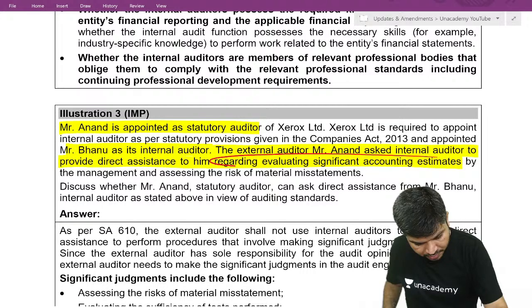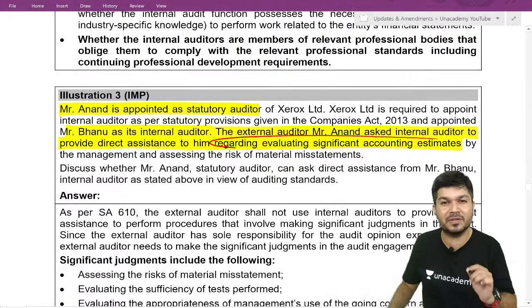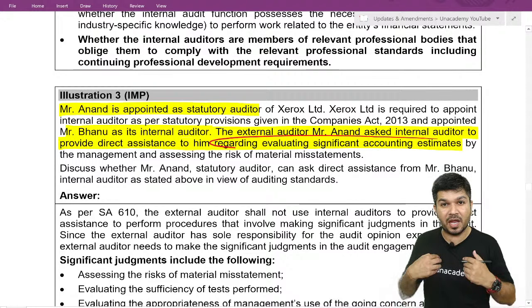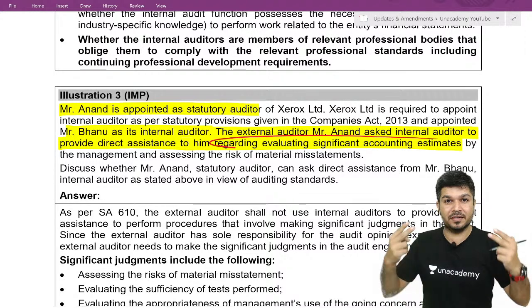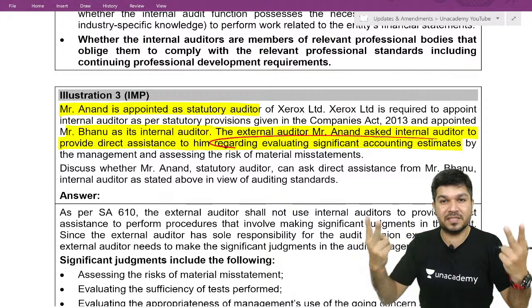Okay, pay attention. One is regarding this significant accounting estimate, and second is regarding assessing the risk of material misstatement. Can I use them for that area? No. See, you are allowed to use them, but where risk is high and significant judgments are involved, in such areas you cannot use the work of the internal audit function. Those are areas where you cannot use the work of the internal audit function. Okay, let's go down.